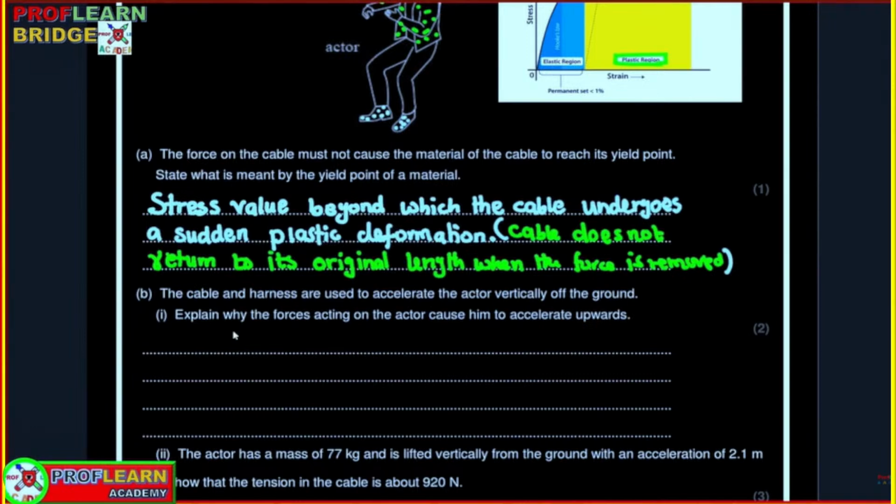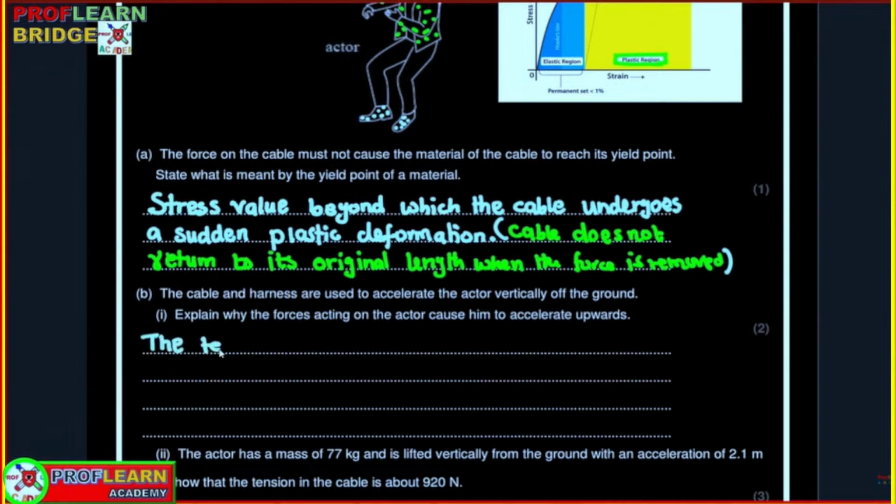In part B, we are told the cable and harness are used to accelerate the actor vertically off the ground. Explain why the forces acting on the actor causes him to accelerate upwards. So remember, an object will only accelerate if there is a resultant force. That is according to Newton's second law of motion.